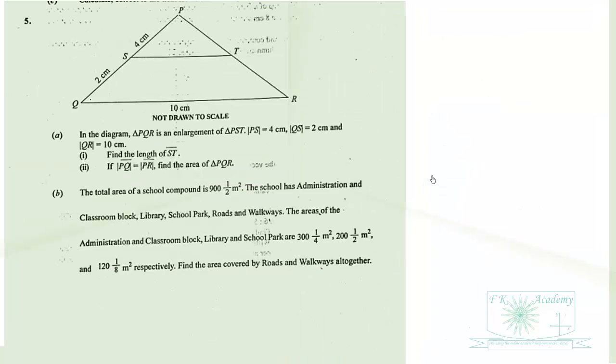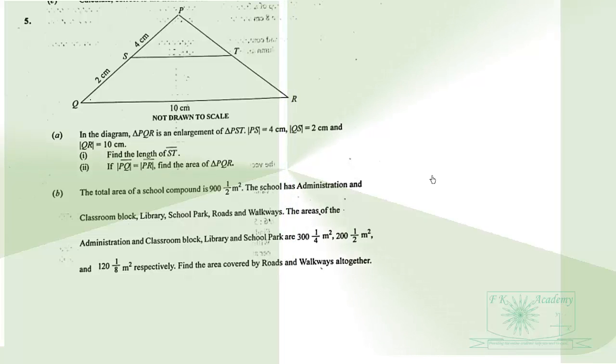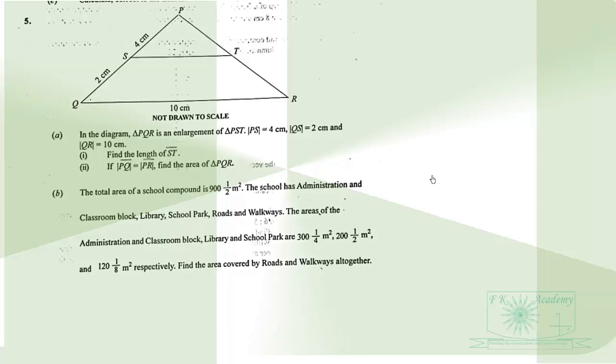All right. Now let's tackle question number 5. In the diagram, triangle PQR is an enlargement of triangle PST. Line segment PS is equal to 4 centimeters. The length of line segment QS is 2 centimeters. And line segment QR has a length of 10 centimeters. Find the length of line segment ST.